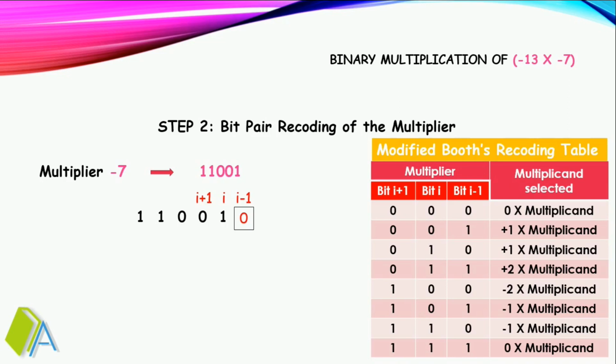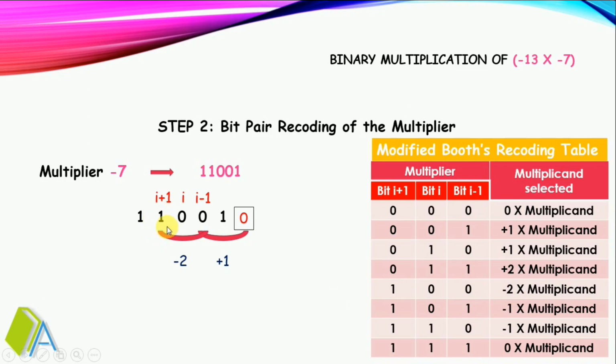For the combination 010, plus 1 is the recoded multiplier value. Now I have combined all these three bits. So this will become my ith bit, this will become my I minus 1th bit, and this bit will become my I plus 1th bit. For the combination 100, my recoded value is minus 2.